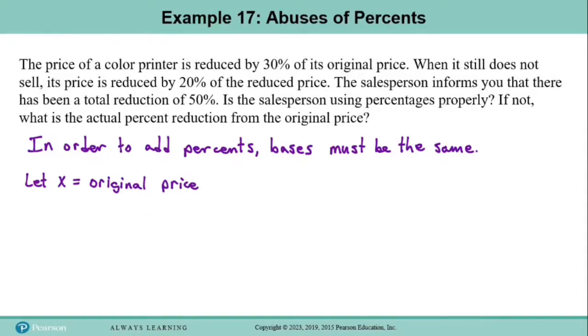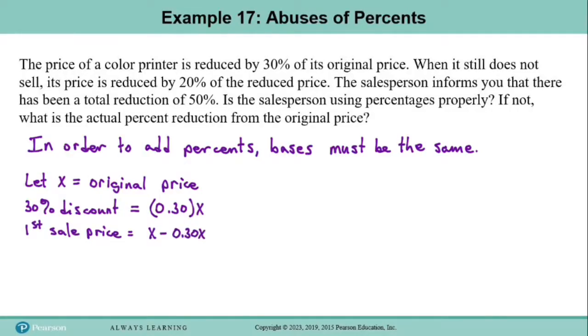Okay, so if you got a 30% discount from the original price, then you know that the discount is going to be 0.30 times whatever that original price is. So for us, 0.30 times X. Okay, so that means that the first sale price is the original price minus 0.30 times the original price. So that is 0.70 times the original price. And what I've done here is I've said this coefficient is a 1. So combining like terms, 1 minus 0.30 would give us 0.70.